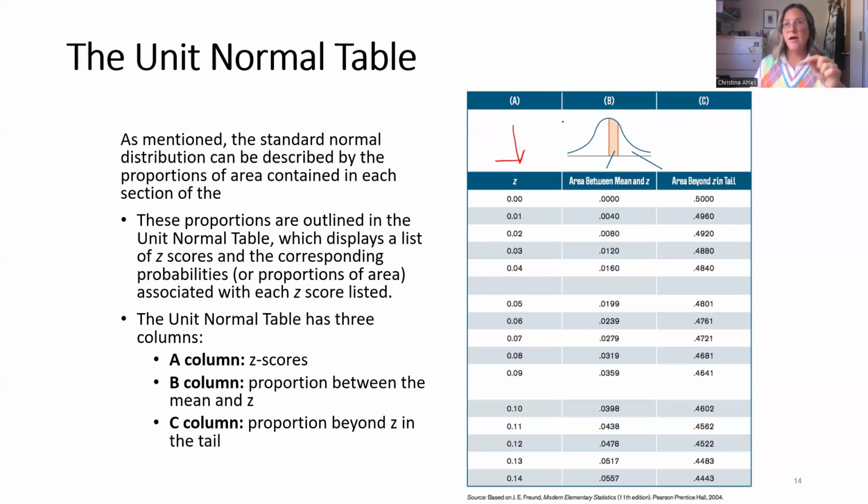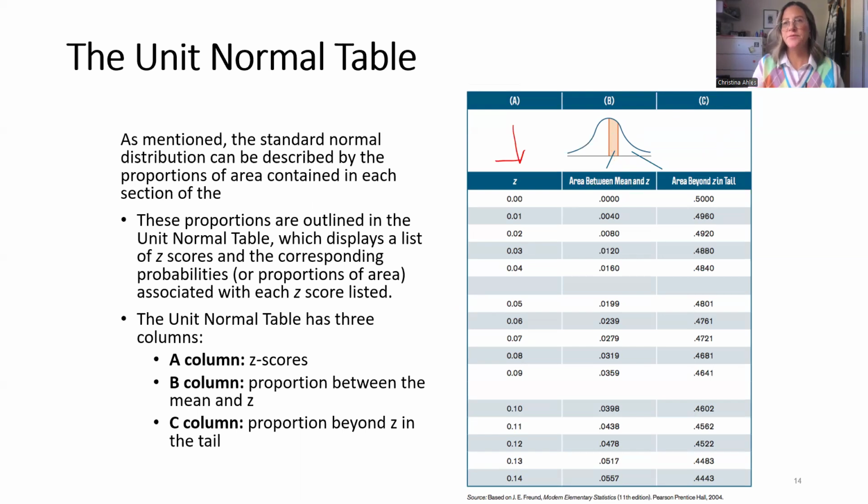So in column A are your z-scores. Columns B and C are proportions. Column B is the area between the mean and z. So you have a chunk of area. The mean would be right down the middle, and maybe you're just looking for a sliver that touches the mean. That area would be the proportion between the mean and z.